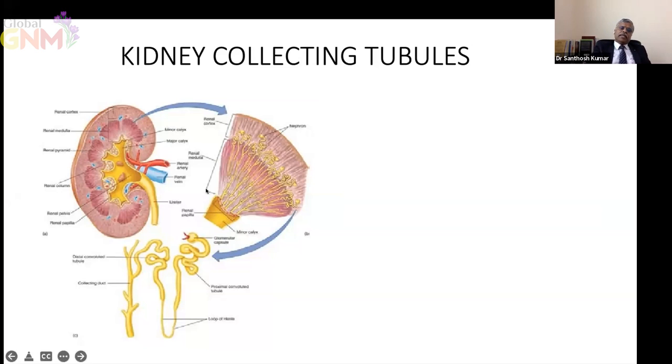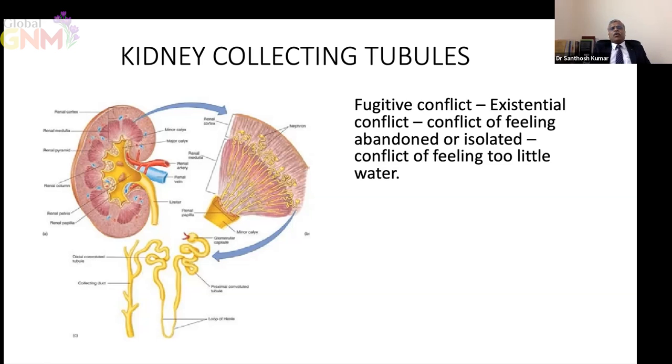It will pass from these kidney collecting tubules to the renal pelvis for excretion. So the kidney collecting tubules are the oldest evolution in terms of kidney because it is endodermal tissue. So the biological conflicts connected with the condition in the kidney collecting tubules, the first one is the fugitive conflict. That means a fugitive is a person who is on the run or who has escaped from something or has been hiding. That is called existence.